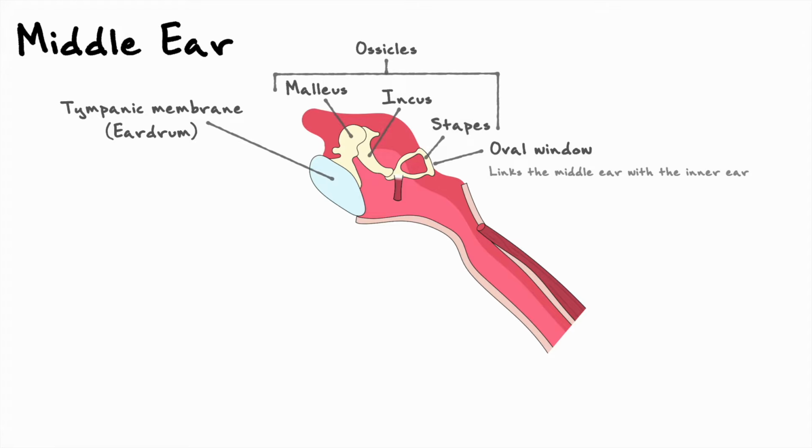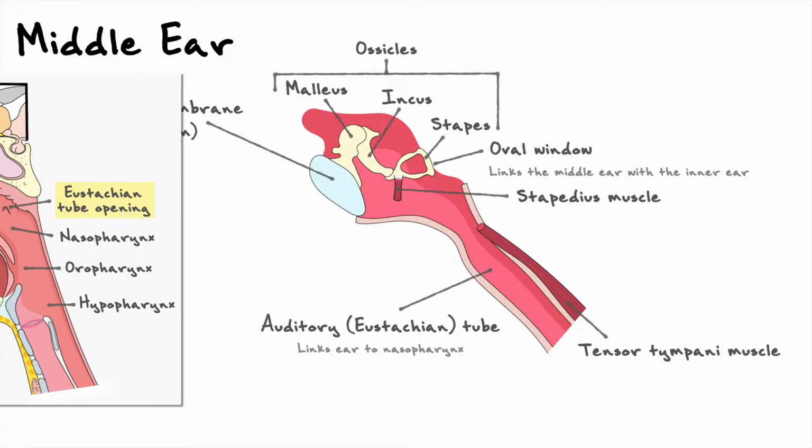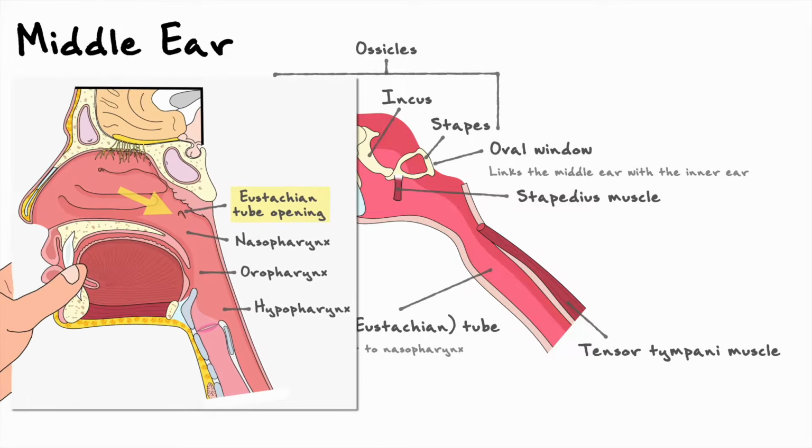Additionally, the middle ear contains 2 important muscles called the stapedius and the tensor tympani. Finally, the middle ear is connected to the nasopharynx by the auditory, or sometimes called the eustachian tube. To clarify where this tube leads to, you can consider this sagittal view of the upper neck area, where you can see a bit better the opening of the auditory tube into the nasopharynx.